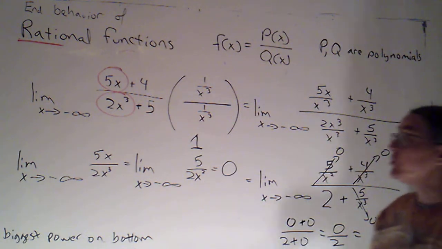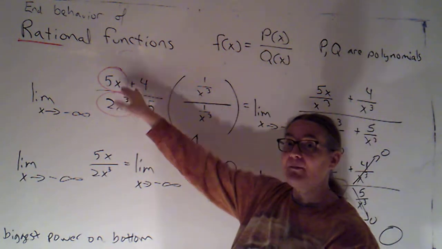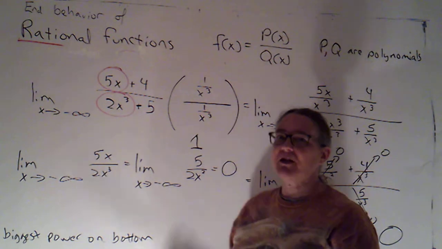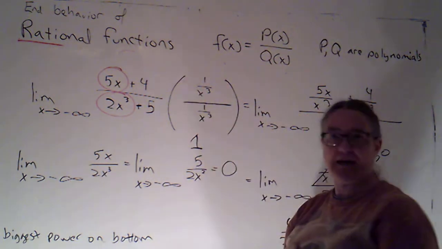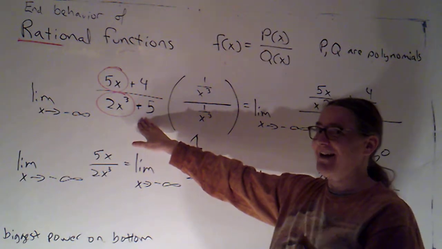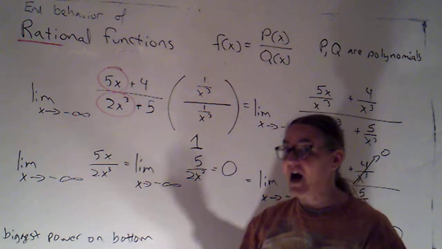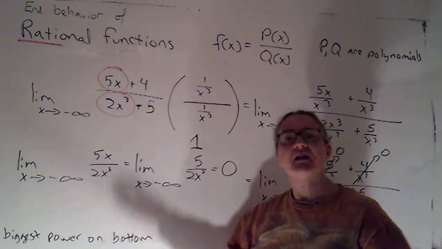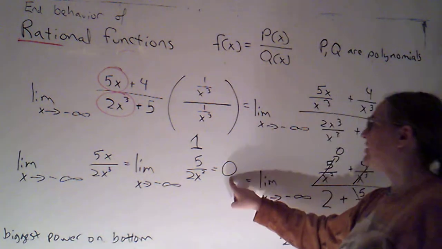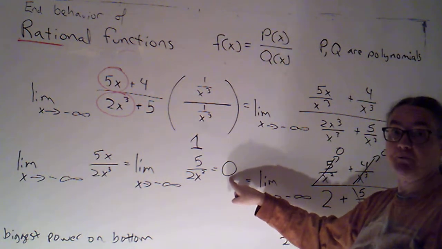As a general rule, if the power on bottom is bigger than the power on top, it's going to be 0. Because what's happening is top and bottom are both getting big, but the bottom is getting big way faster than the top is. So comparatively speaking, the bottom is a lot bigger than the top, so you're dividing by something big, you're getting something small. The limit is going to be 0.